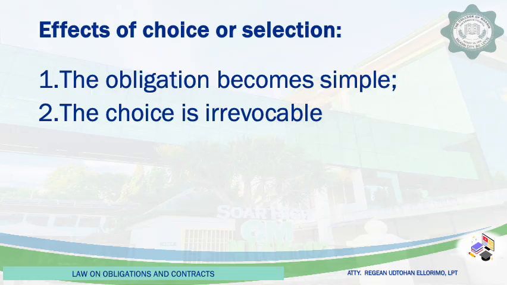For example, D is obliged to deliver either a car or a motorcycle to C. D chooses the car and informs C. So from that moment, the obligation is to deliver the car only. And D cannot change his mind and give the motorcycle instead. Okay, take note. So, again, once the choice is made and communicated, the obligation becomes fixed to the selected prestation and the choice cannot be revoked to avoid prejudice or damage to the other party.